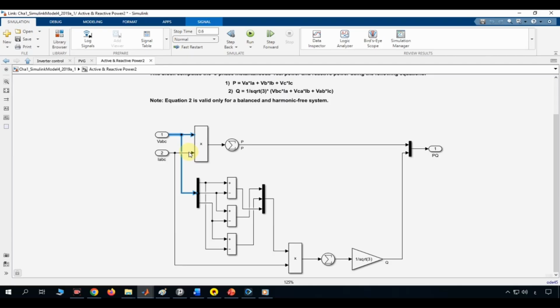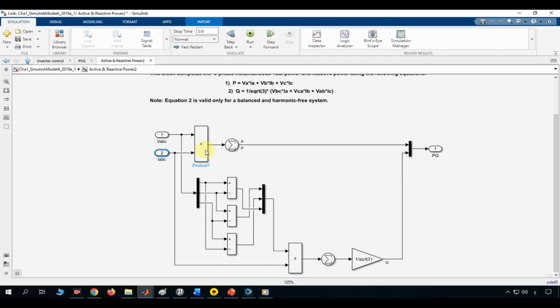Port 2, labeled IABC, is the three-phase current measurement, also bundled as three elements. These are the same voltage and current signals measured right at the inverter's output terminals, feeding directly into this block for power calculation. Let's trace the top path first, which computes real power.